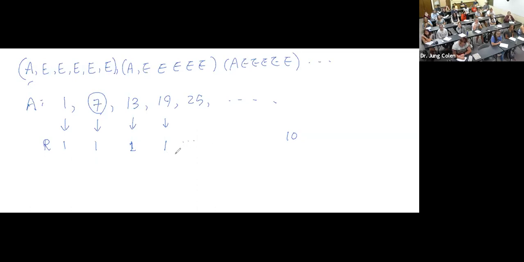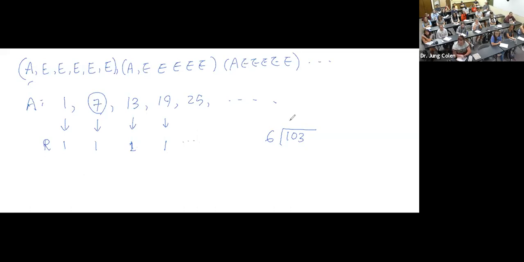So now what can we do? Exactly. So divide it by 6. If the remainder is 1, it will have A. Otherwise, it will be B. So divide it by 6.